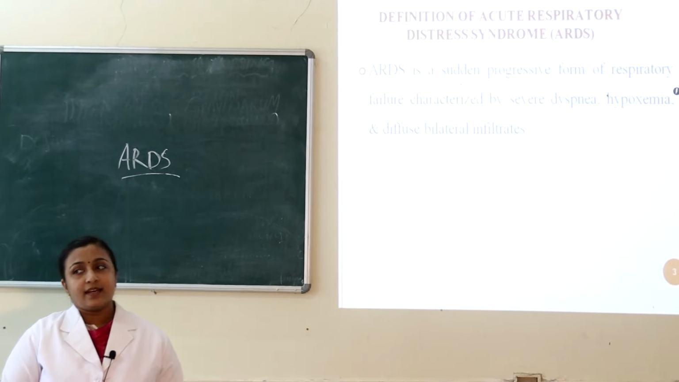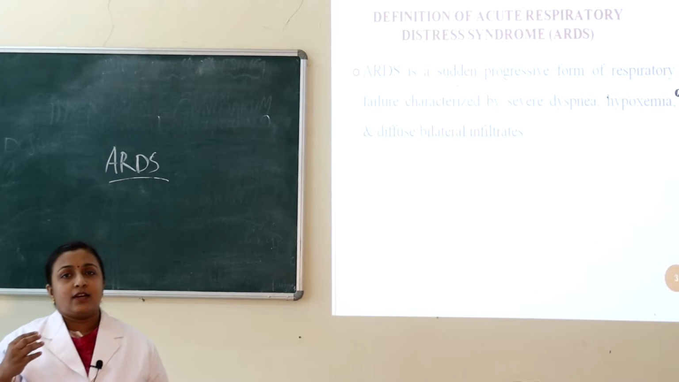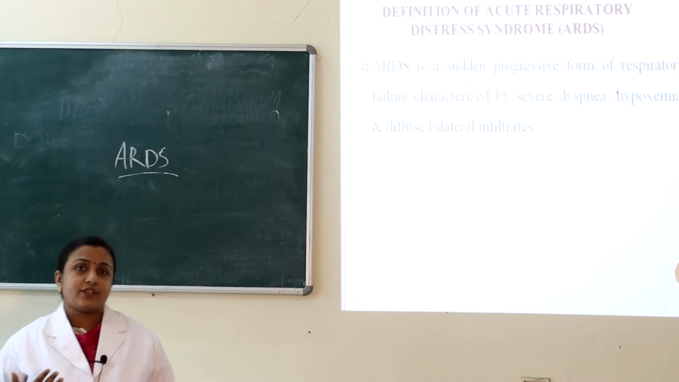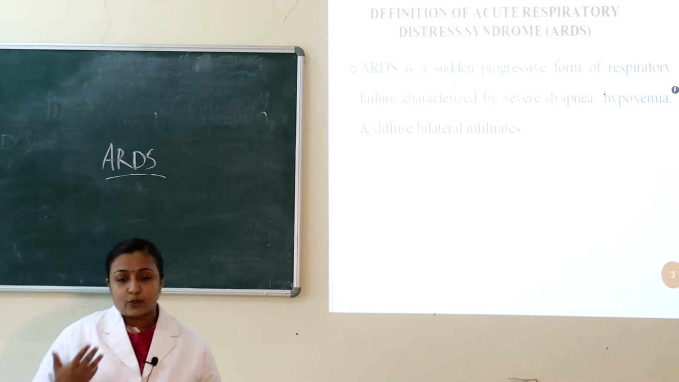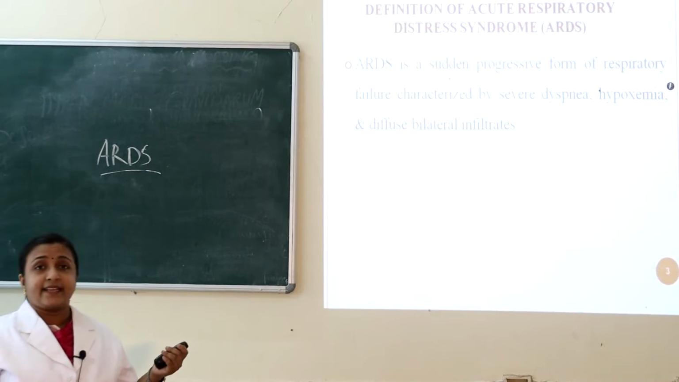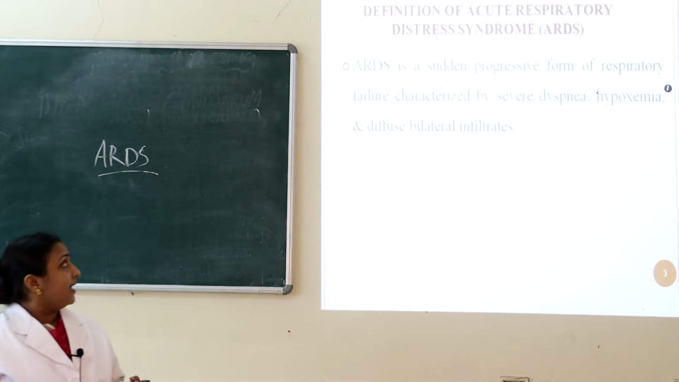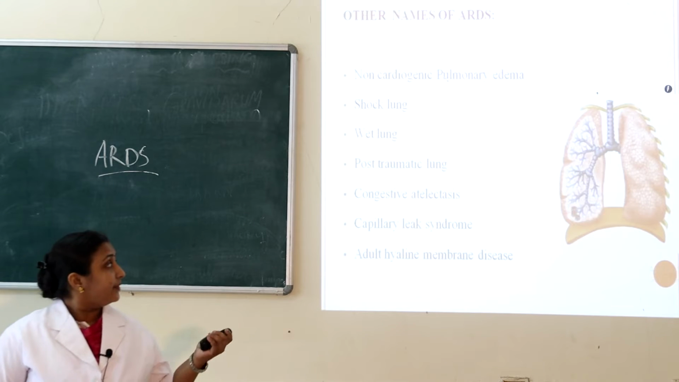Then hypoxemia, what is the meaning of hypoxemia? Hypoxemia means the oxygen level in the blood is decreased. The definition of ARDS includes, it is a sudden progressive form of respiratory failure which is characterized by severe dyspnea, hypoxemia as well as diffuse bilateral infiltrates.